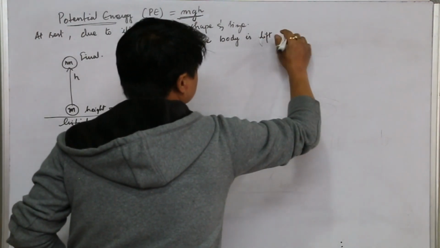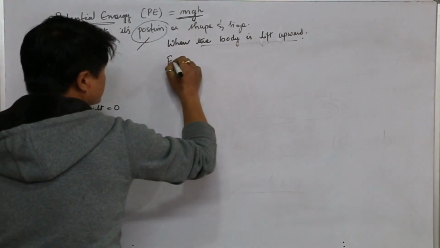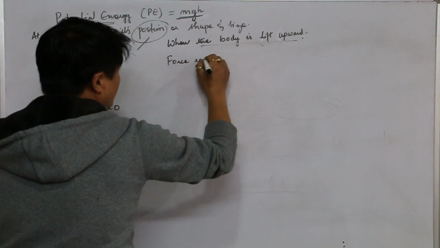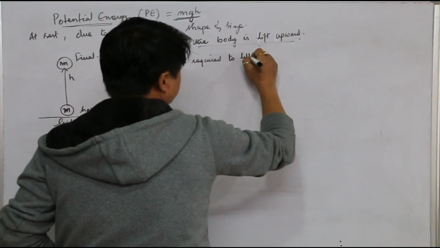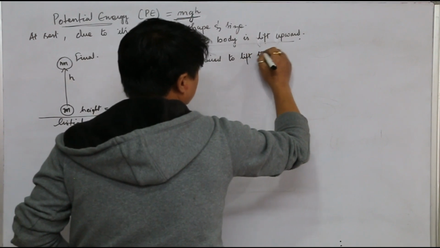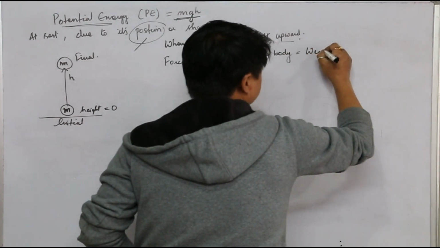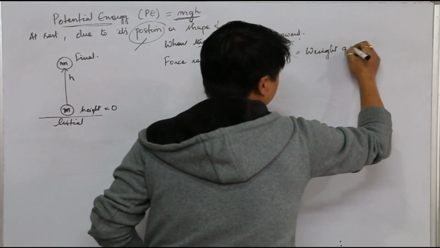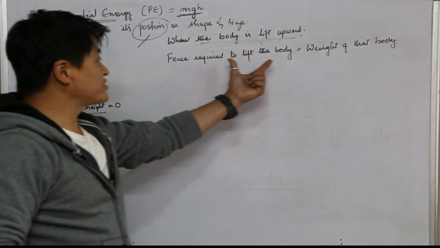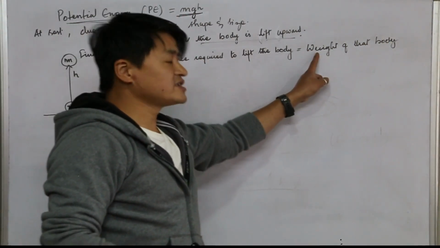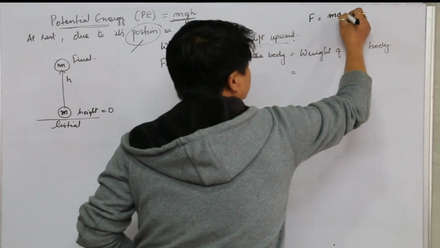upward, the force required to lift the body is equal to the weight of that body. Force required to lift the body is the weight of that body. Weight is a force, and we know that force is equal to mass into acceleration.